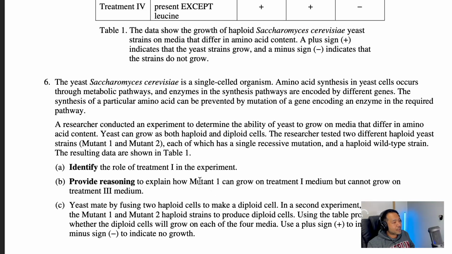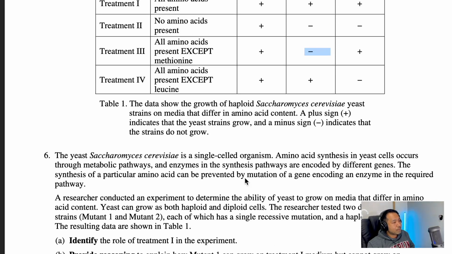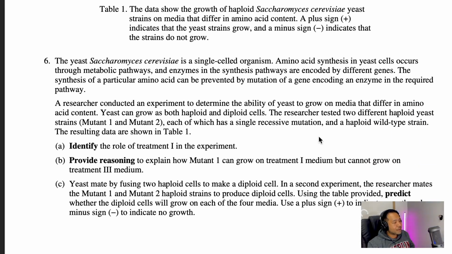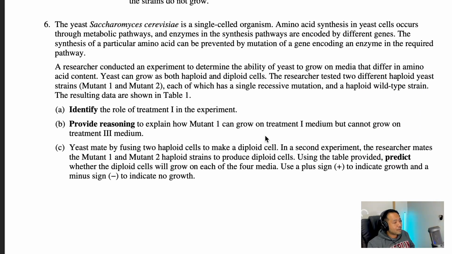Provide reasoning to explain how mutant 1 can grow in treatment 1, but cannot grow in treatment 3. Well, in treatment 1, in this case, they have all amino acids, but in treatment 3, they're missing methionine. And given what we've talked about, with the mutation most likely inhibiting methionine formation in this mutant 1, that would be the best answer.